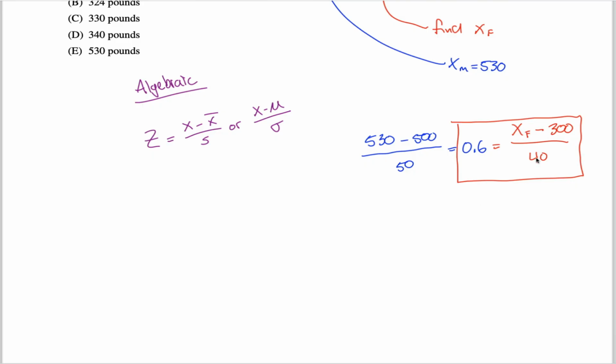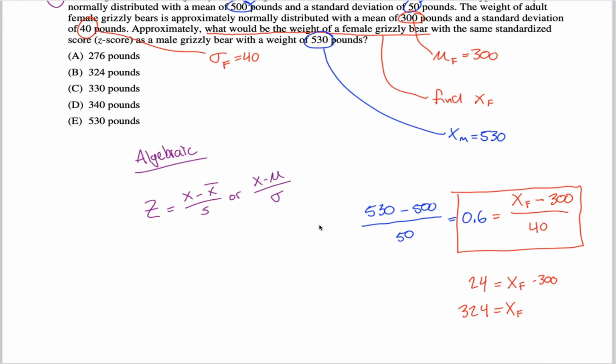To get this all by itself, I'd first multiply both sides of the equation by 40. 0.6 times 40 is the same as 6 times 4, which is 24. That's got to be equal to x sub f minus 300. If I add 300 to both sides of the equation, I get 324 is x sub f. In other words, the weight of the female grizzly bear. The answer to the question is B.